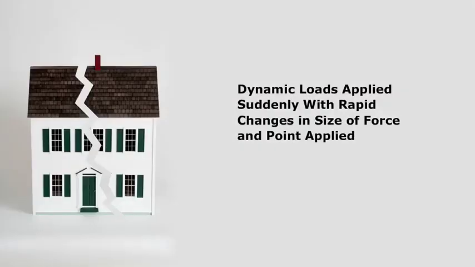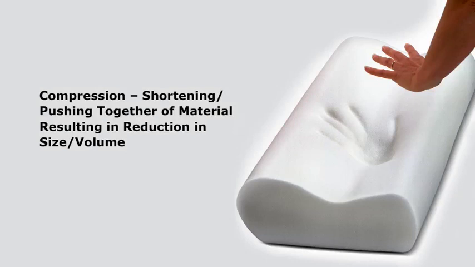Dynamic loads are applied suddenly to a structure, often with rapid changes in the size of the force and the point to which it is applied. Earthquakes and the loads caused by winds are examples of dynamic loads. Compression is the shortening or pushing together of a material that results in a reduction in its size or volume. For example, if you press down on a firm cushion, the material inside is squeezed together.